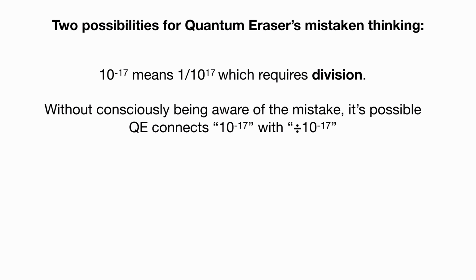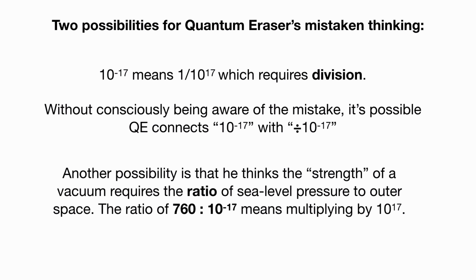But there's another possible mistake in his thinking, and I think this is more likely: he's thinking about the strength of a vacuum, and there is no such thing as a strength of a vacuum. A vacuum is a lack of something. It's the strength of pressure, right? But he's thinking of the strength of the vacuum as requiring the ratio of sea level pressure to outer space. So if you did a ratio, in torr, of 760 to 10 to the negative 17, that means you're actually going to be multiplying by 10 to the 17. Okay, so that might be his problem. He's thinking this ratio is exponential. But in reality, a vacuum is simply the lack of pressure. So you will subtract.